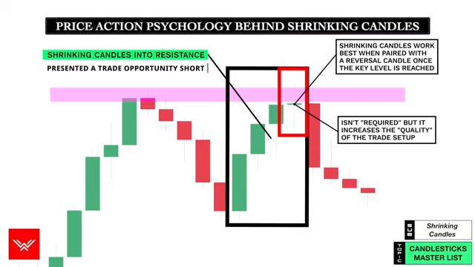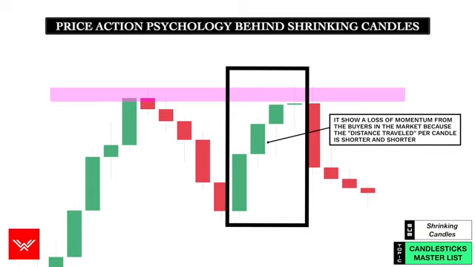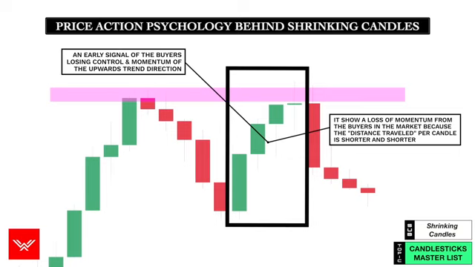So what is the price action psychology behind this pattern? It shows a loss of momentum from the buyers in the market because the distance traveled per candle is shorter and shorter and is an early signal of the buyers losing control and momentum of the upwards trend direction.